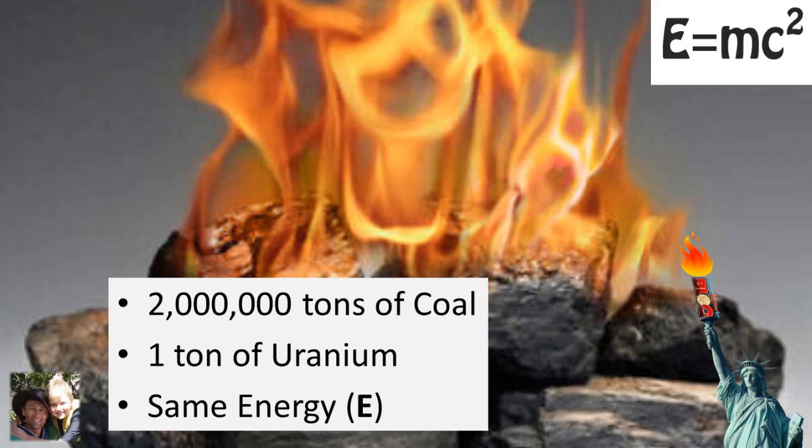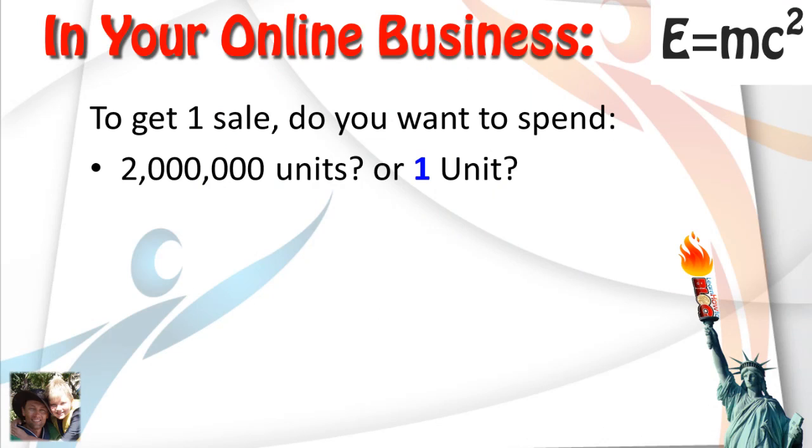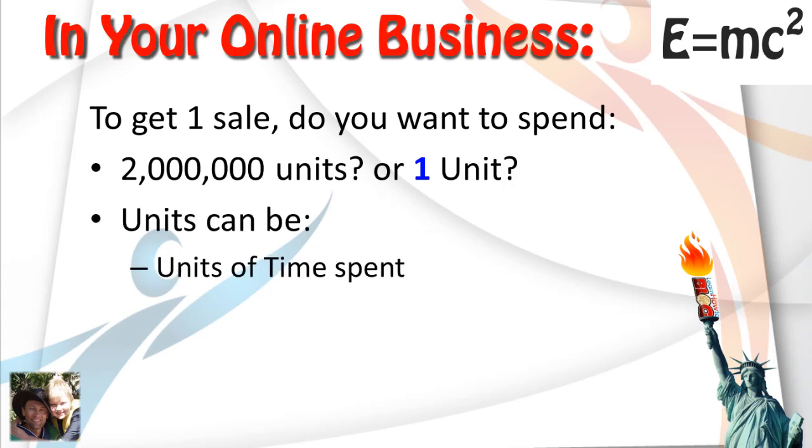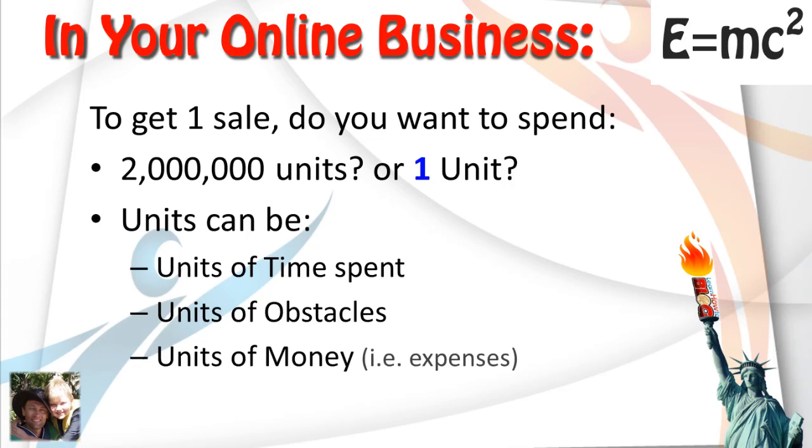In your online business, whether you've got one now or whether you will have one in the future, imagine you have an online business. To get 1 sale, the output, the energy, the effect, do you want to spend 2 million units or 1 unit to get the same effect, the same output? A unit can be units of time that you spent, like hours or minutes. It could be amount of obstacles or learning experiences you have to go through. It could be the amount of money you're spending, such as expenses.